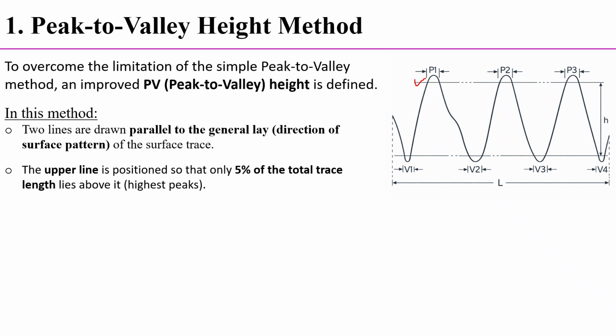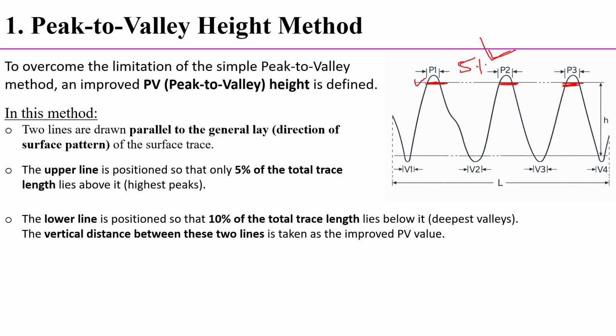So I have to adjust this line. How are we adjusting it? In this upper line, only 5% of the total trace length should lie above it. So this length should be only 5% of the total length. Let's consider the total trace length is capital L. So here the total length of this upper line is 5% of the total trace length.